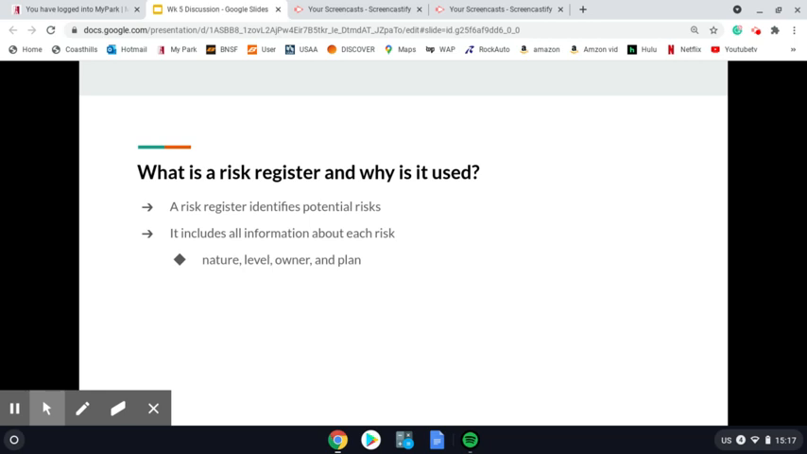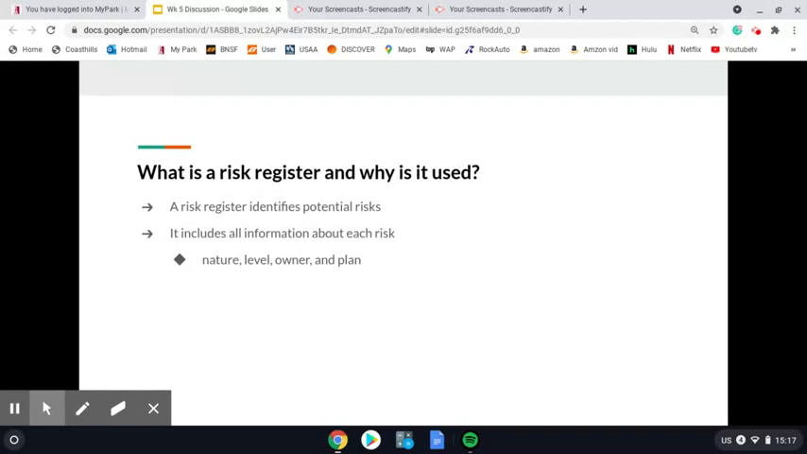What is a risk register and why is it used? I'm going to keep using the example I used for my essay, where I used to own a restaurant and we remodeled, and that was a project in itself. So when we remodeled, we came up with a list of problems, risks that we had in some of the remodeling that we plan on doing.